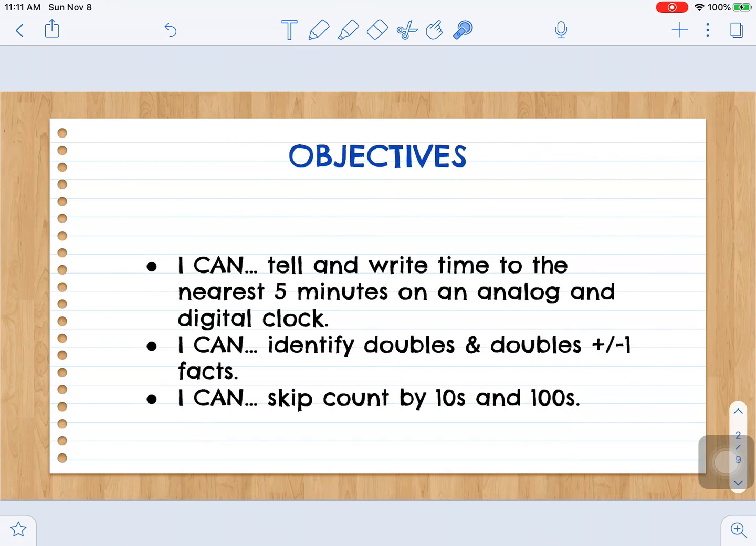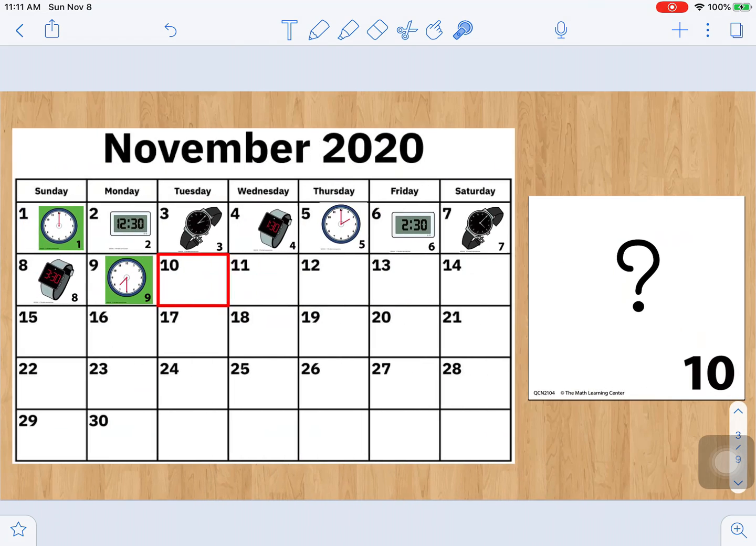Today's objectives are: I can tell and write time to the nearest 5 minutes on an analog and digital clock. I can identify doubles and doubles plus or minus 1 facts. And I can skip count by tens and hundreds.